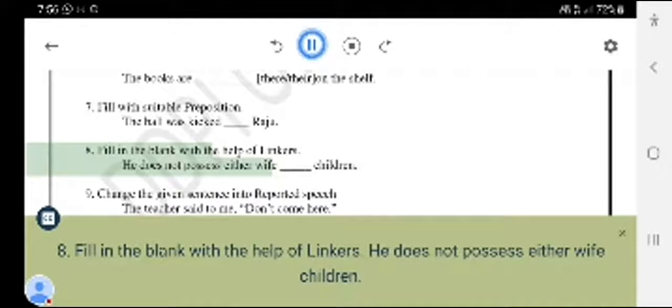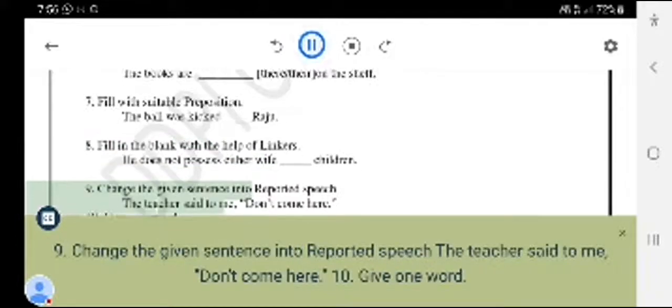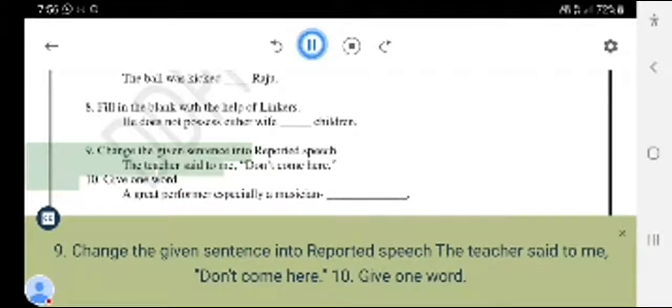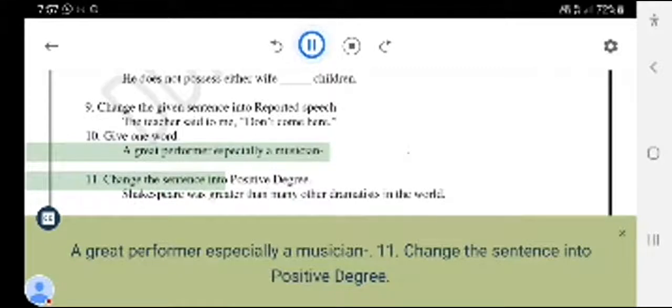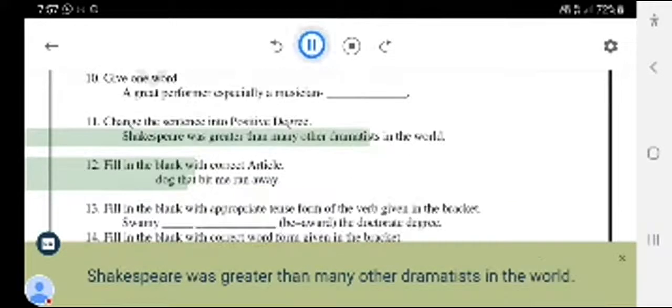8. Fill in the blank with the help of linkers. He does not possess either wife children. 9. Change the given sentence into reported speech. The teacher said to me, "Don't come here." 10. Give one word. A great performer, especially a musician. 11. Change the sentence into positive degree. Shakespeare was greater than many other dramatists in the world.